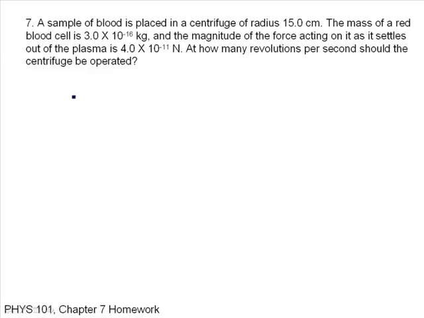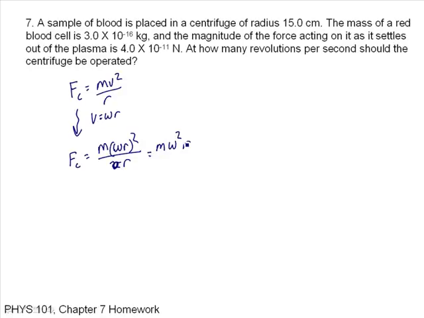Alright, so I know that Fc, my centripetal force, is mv squared over r, and this is the force that's going to be acting on the blood as it goes around in the centrifuge, and it's going to cause it to settle out. Now I know that v is equal to omega r, so I can make that substitution and say Fc then is equal to m omega r squared over r, excuse me, and so that's equal to m omega squared r. And now I want to solve for omega, which is the square root of Fc over m r.